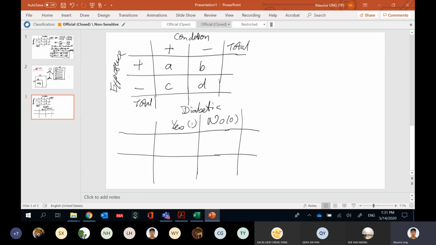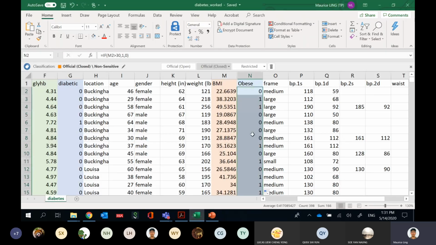Okay. And I want to find your obese. Yes, also 1. No is 0. So I want to find for all this. Now, how do I fill up this table? That means I want to find the counts. Okay, the easiest way is this thing known as a pivot table in Excel.